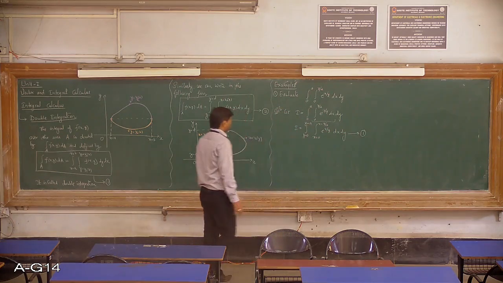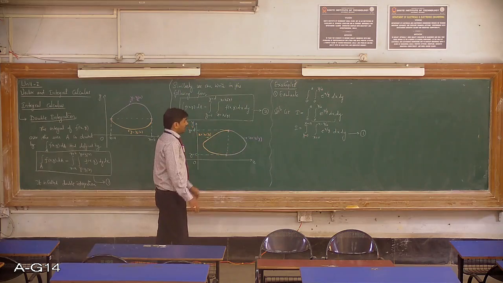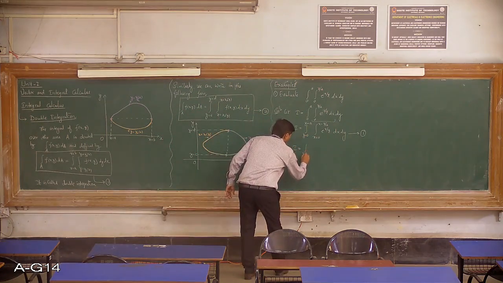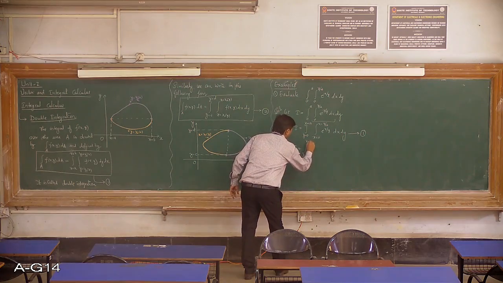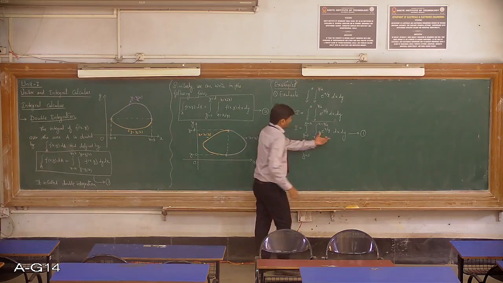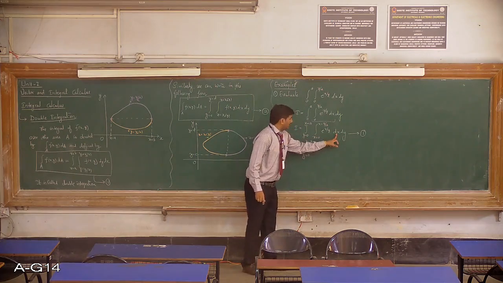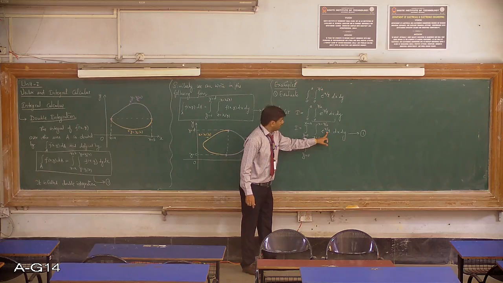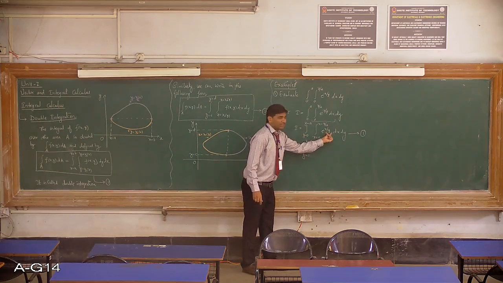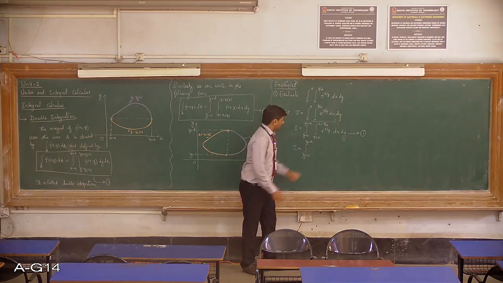Okay, so now we'll start solving this particular example. I equals integration y equals 0 to y equals a, and here with respect to x we need to integrate. That means whatever e to the power x by y is there, in that the 1 by y is a constant. So only with respect to x we are integrating.